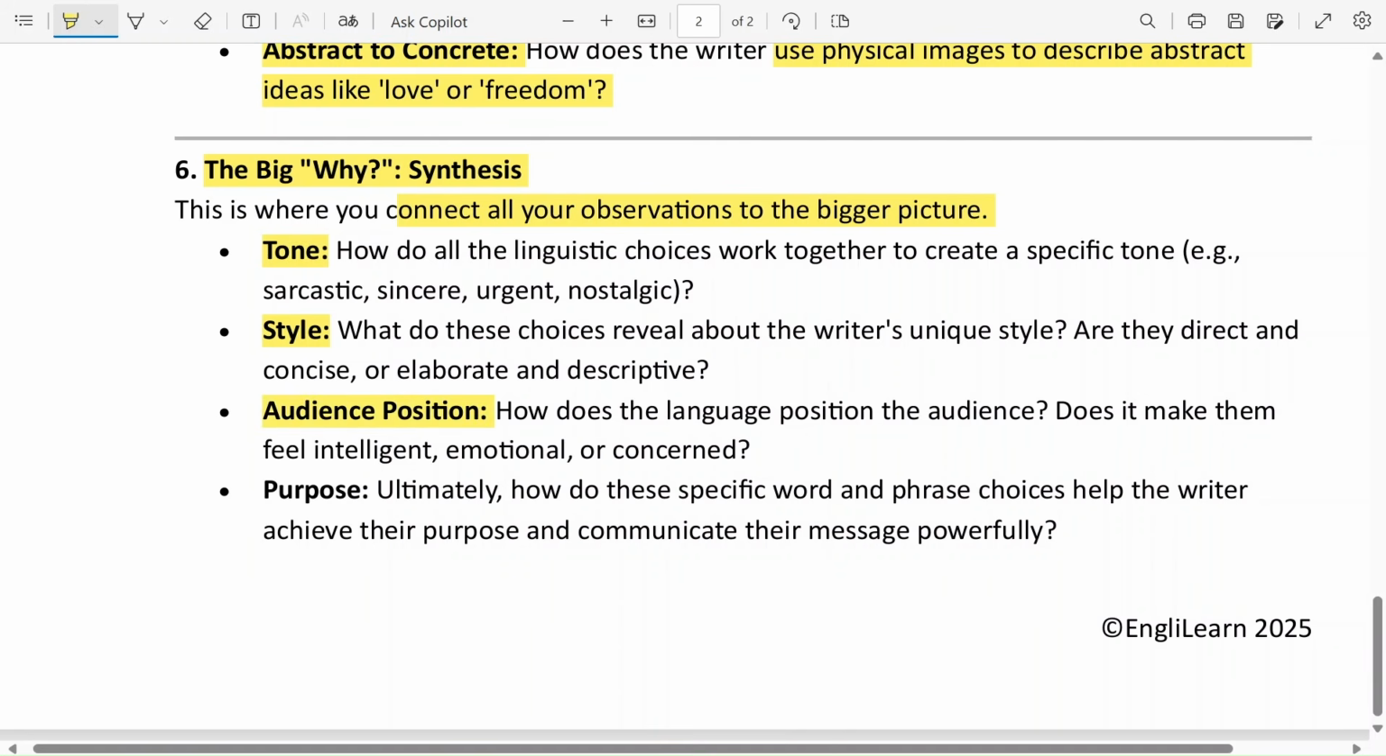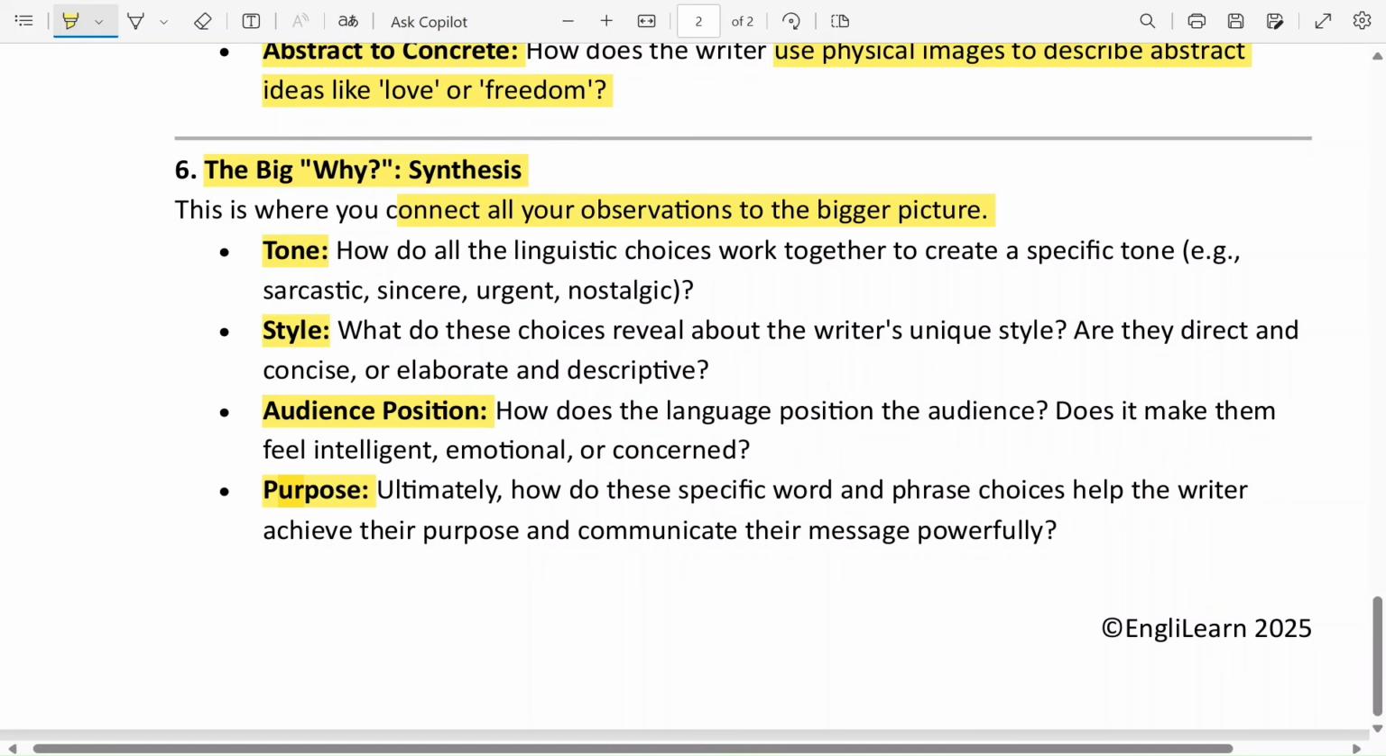How does the language position the audience? Does it make you feel intelligent, emotional, concerned, or maybe a part of an exclusive group? And finally, one of the most important questions: purpose. How do these specific word and phrase choices help the writer achieve their purpose and communicate their message powerfully?